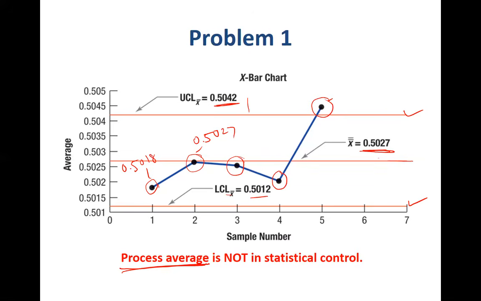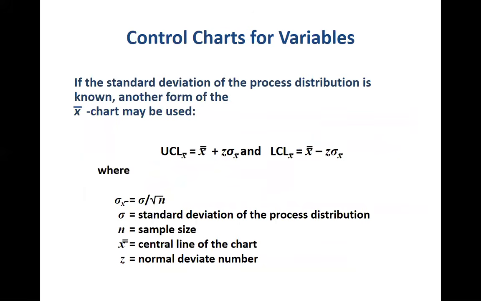Now, sometimes in a given problem, we will be provided with the standard deviation of the process distribution. In this particular case, that was not the situation. We were given just a table with these 5 samples, and for each sample there were 4 outputs. So we had to find the R value, we had to find the X bar value, and then utilize it. But if we were given a standard deviation of a particular process distribution, then we have a formula which is slightly modified from what we saw for the XBar chart just now.